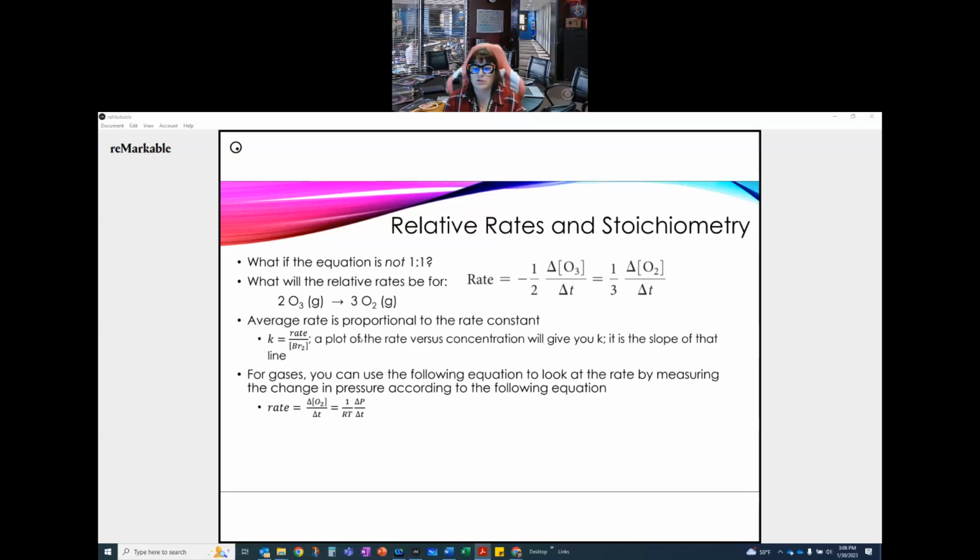For gases, you can use the following equation to look at the rate by measuring the change in pressure. Just like we had the ability to convert from Kc to Kp, we now have a correction to get from concentrations to pressures, and that's 1 over RT. We have to put that in front to make sure we've done a correction between pressure and concentration. Okay, so hopefully that's cool.